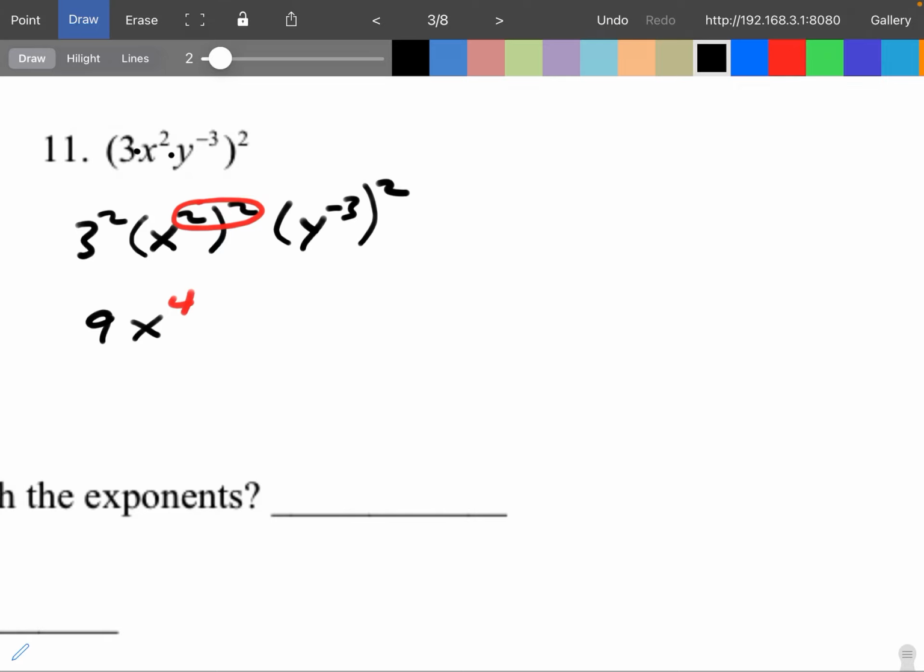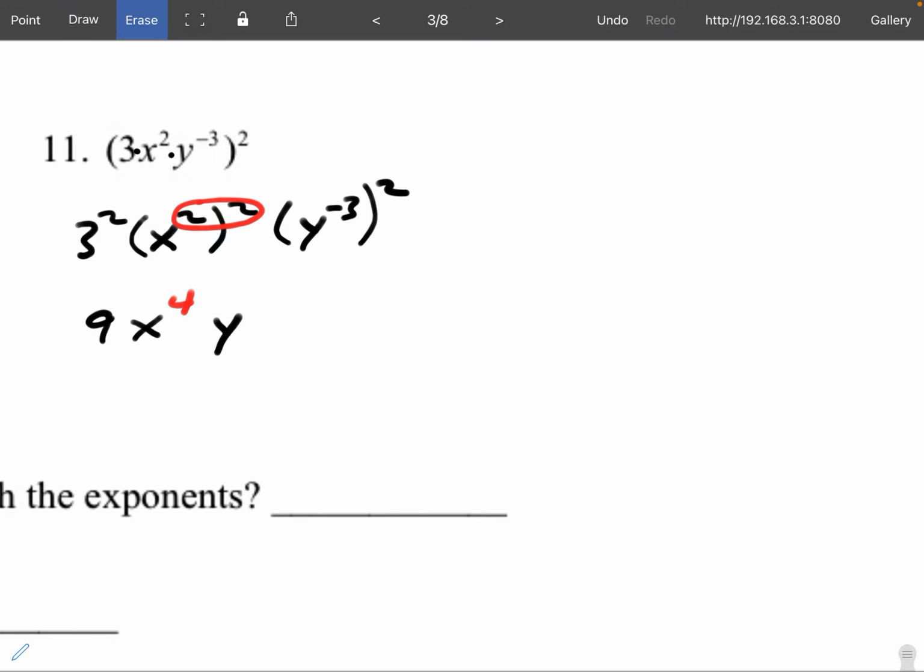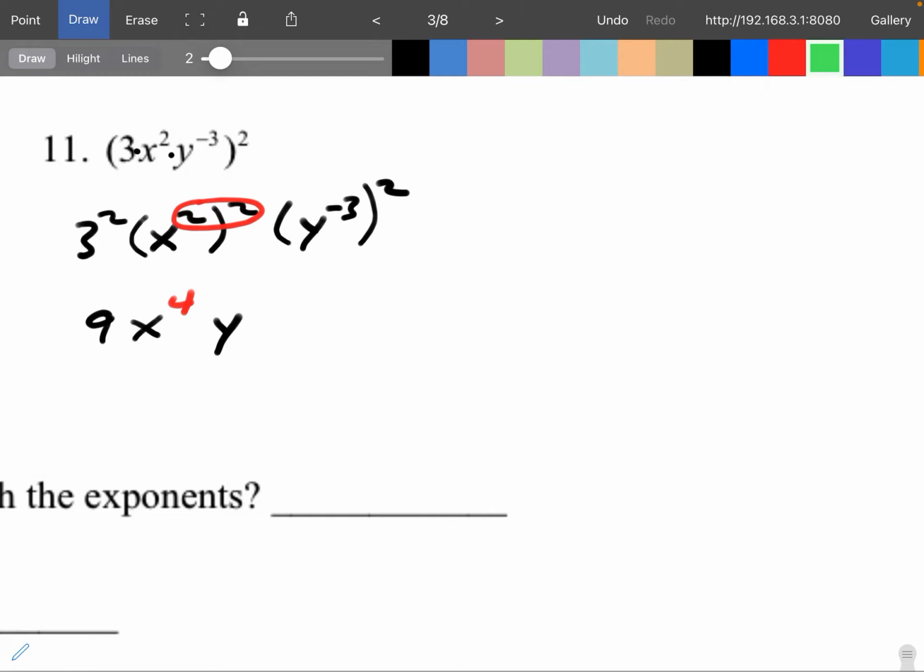And then same thing with the y there. What are you going to do with those powers? Multiply, not add, okay? If it was y to the negative 3 times y to the second, that's where you add the powers. But when you have a power raised to a power, like on this one, you multiply those. So that's going to give you a y to the what? Negative 6.